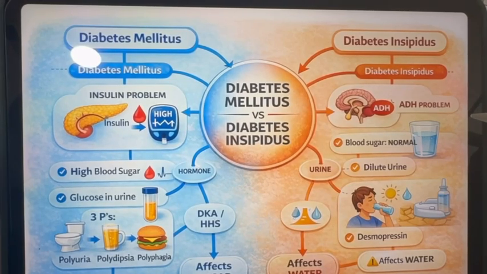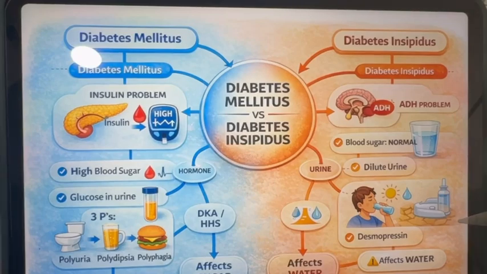If ADH is missing or not working, the kidney is not able to hold water. Therefore, the kidneys dump the water. This causes massive amounts of dilute urine coming out. That's going to cause extreme thirst. And one tip I want to throw in here is, in management of a patient with this condition, you are trying to hydrate the person as much as you can to avoid dehydration.